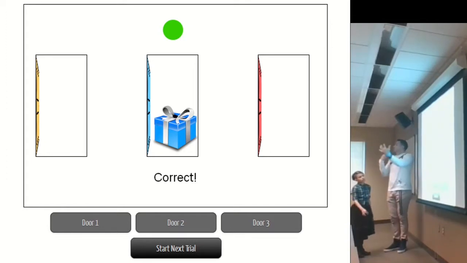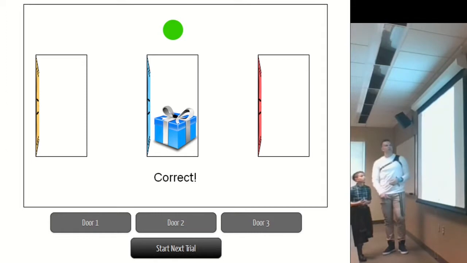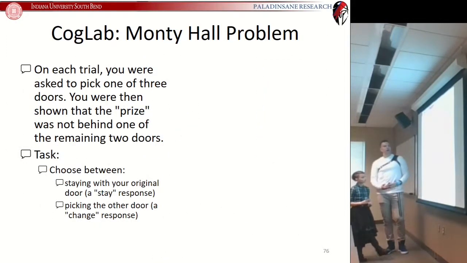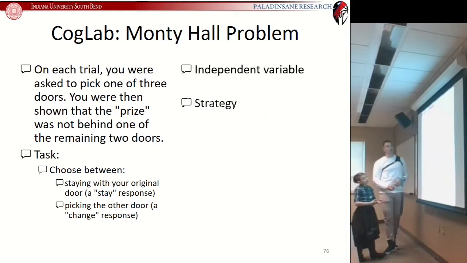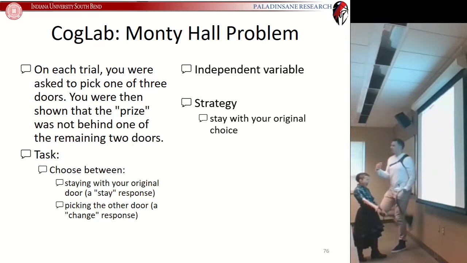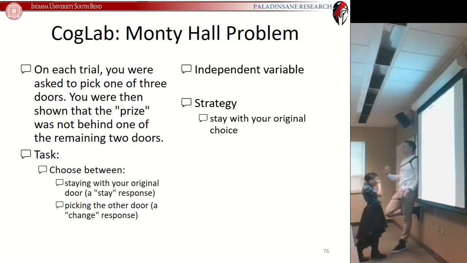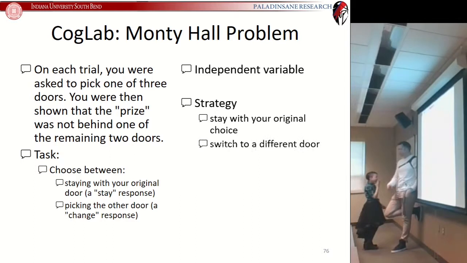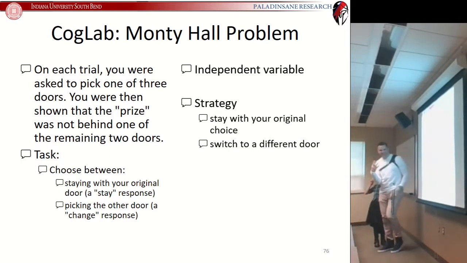So again, you can win by switching, you can win by staying, but which one gives you the best chance of winning? Which one will give you the highest probability? So that's what we were looking at in this CogLab. So the independent variable was the strategy that you used. You could either choose to stay with your original door, that's strategy number 1, or you could choose to switch to a different door, that's strategy number 2.